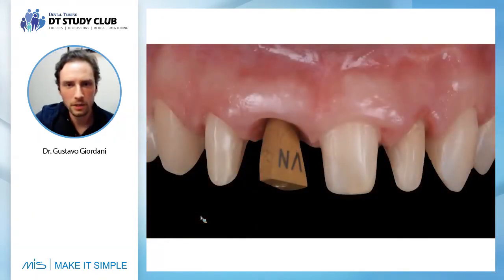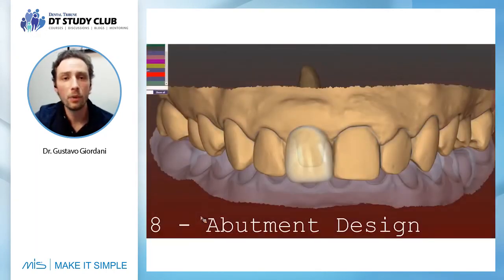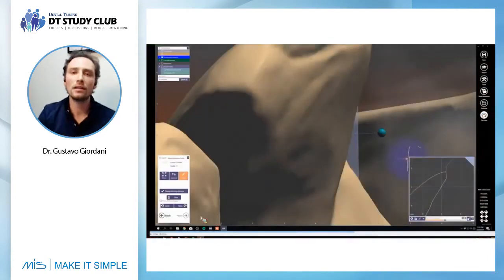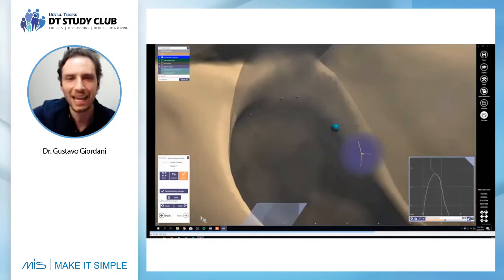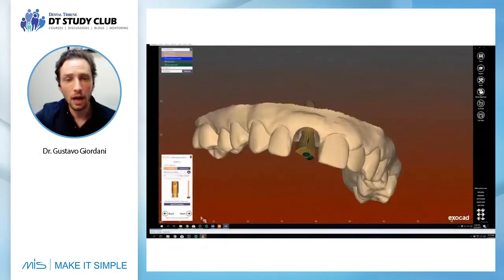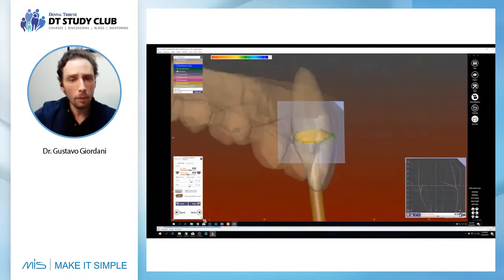So we prep the teeth, we did the scan, and then we move to step number 8, which is the abutment design. We are now trying to copy what we did with the provisional. I don't need to scan the soft tissue. I'm going to use exactly the same technique as with the provisional, copying the tooth.